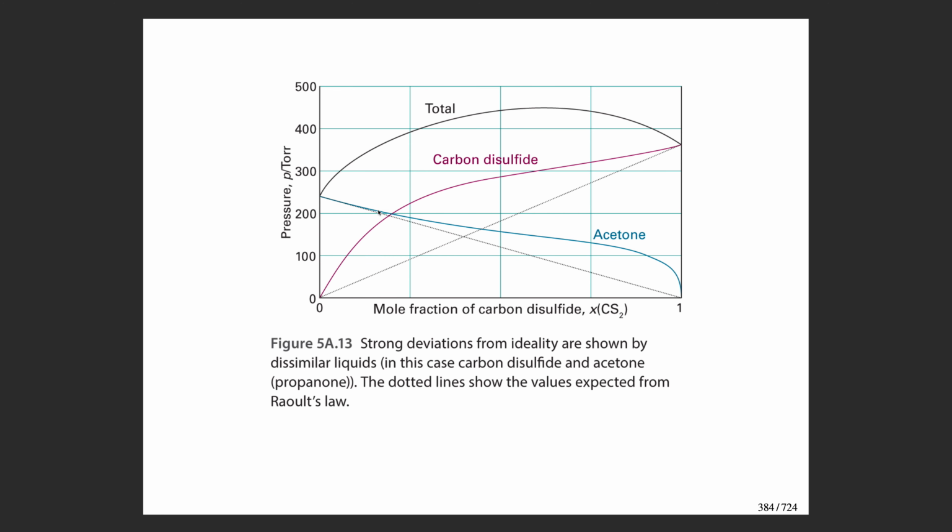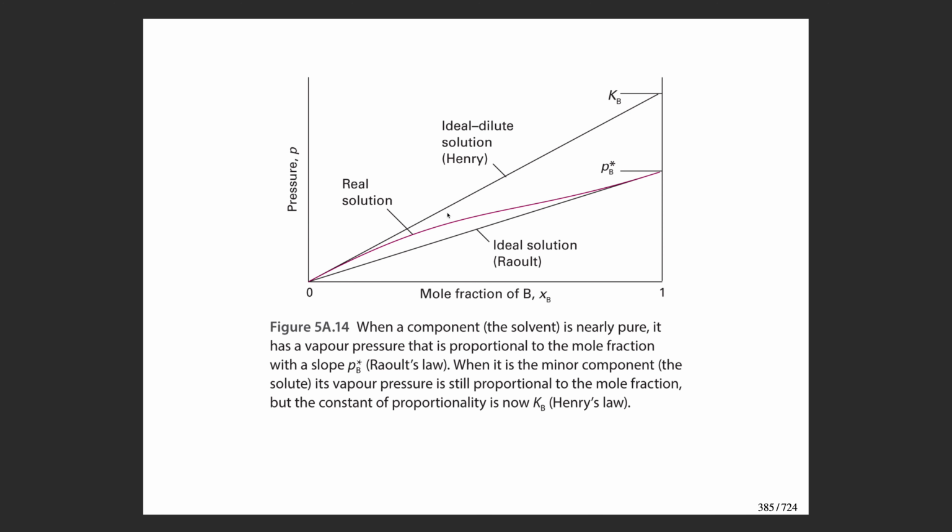Whereas when the solution is almost pure carbon disulfide, the curve is linear right here at the edge. It's just that the slope is very, very steep and has nothing to do with the Raoult's law slope. It's obeying Henry's law. So the solutes are obeying Henry's law. The solvents are obeying Raoult's law. This is another example of that. It's basically the same thing that I said before.